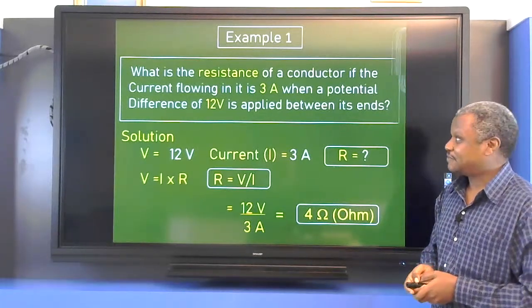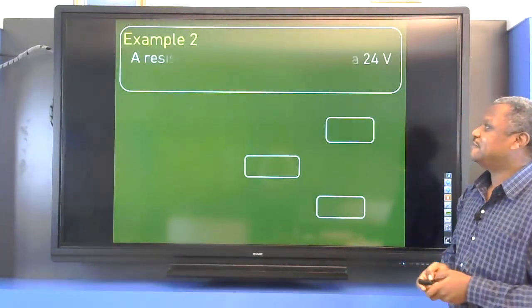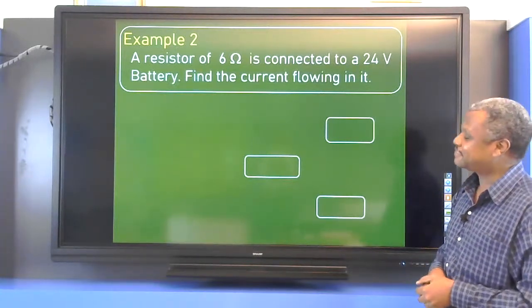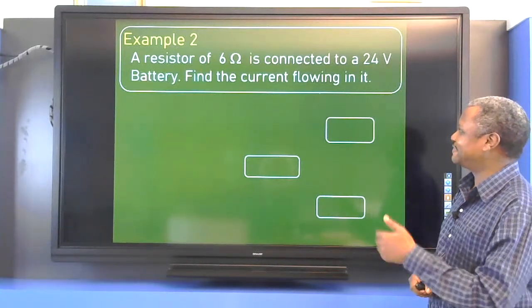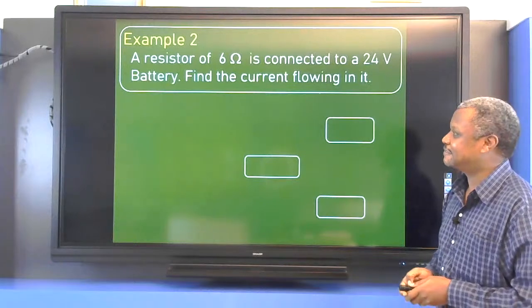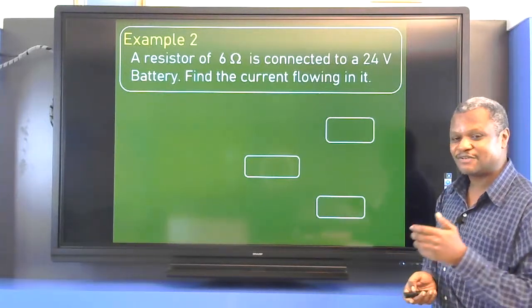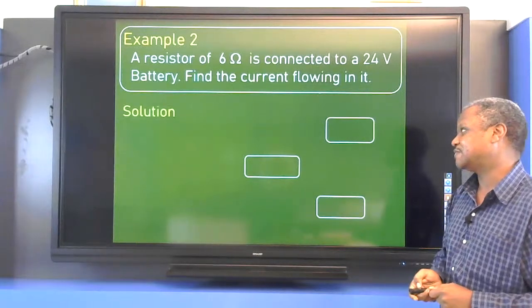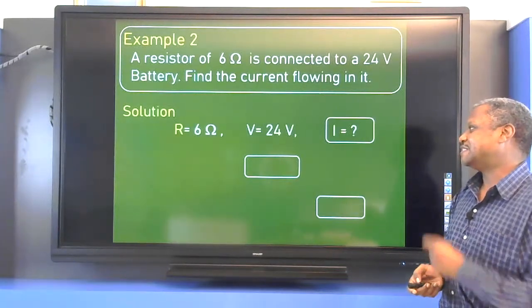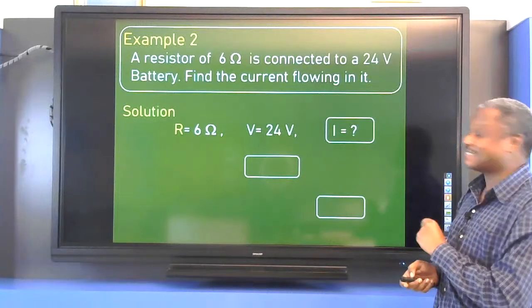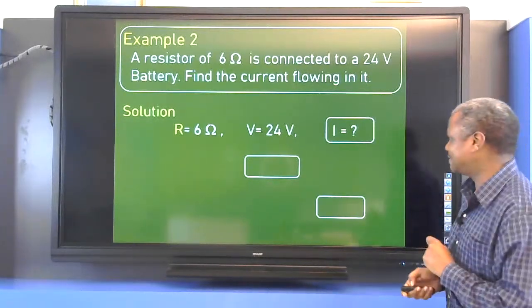Example number 2. A resistor of 6 ohm is connected to a 24 volts battery. Find the current flowing in it. Again, you list what you know, you find, or you calculate what you don't know. So we know the resistance is 6, the voltage is 24. What we don't know here is the current. So we have to calculate the current.